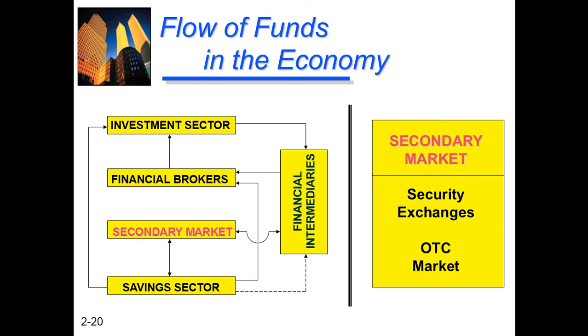Next is the secondary market. The secondary market is a market where already existing stocks are traded. Secondary markets include the security exchange market and the over the counter market, the OTC market. An example of a security exchange market is the stock exchange market: New York Stock Exchange, Japanese Stock Exchange, New Delhi Stock Exchange, Karachi Stock Exchange, Lahore Stock Exchange, Islamabad Stock Exchange.